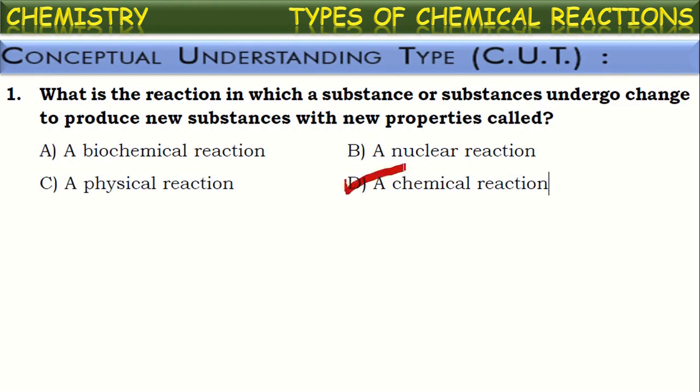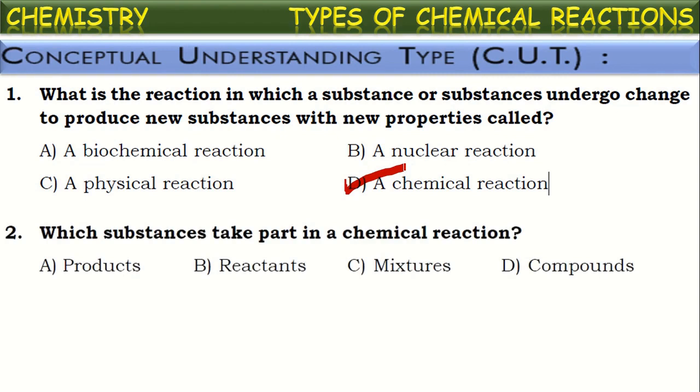The reaction in which substances undergo change and they produce new substances with new properties, then that reaction is called a chemical reaction. In a chemical reaction only new substances will be formed. Okay. Next one. Which substances take part in a chemical reaction?